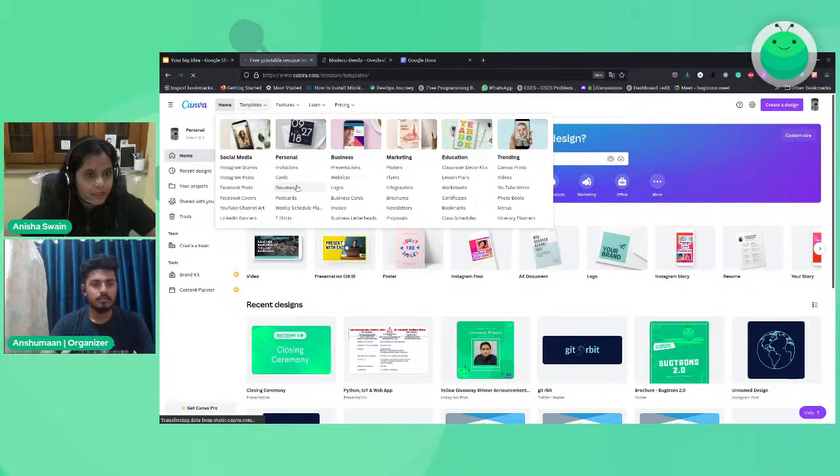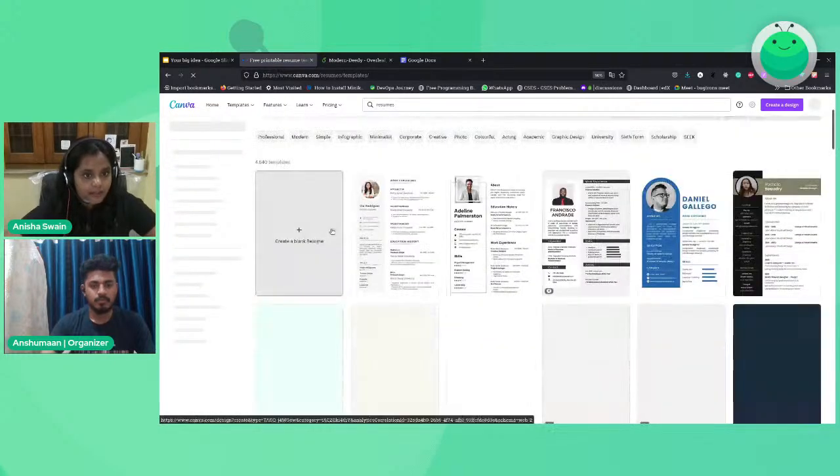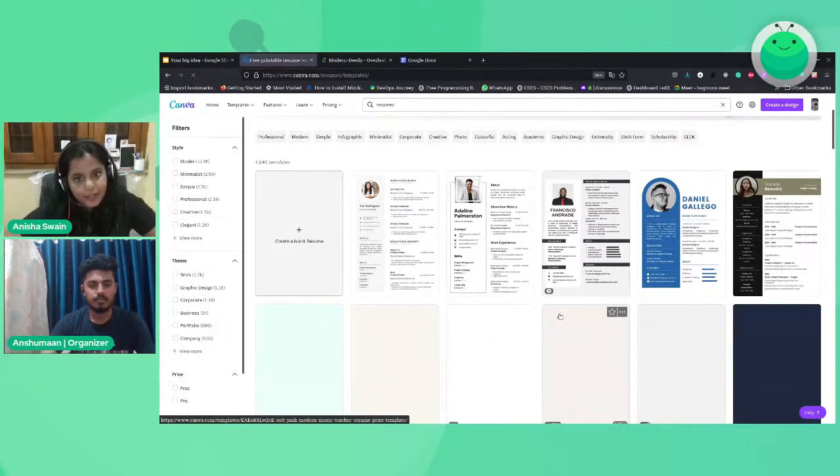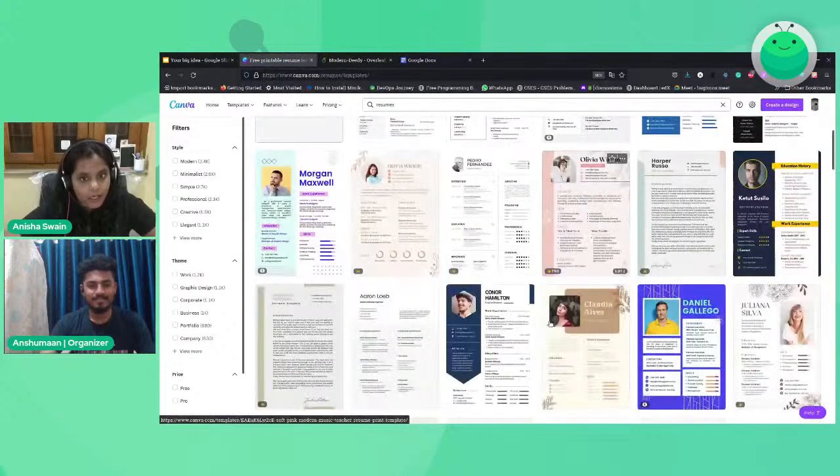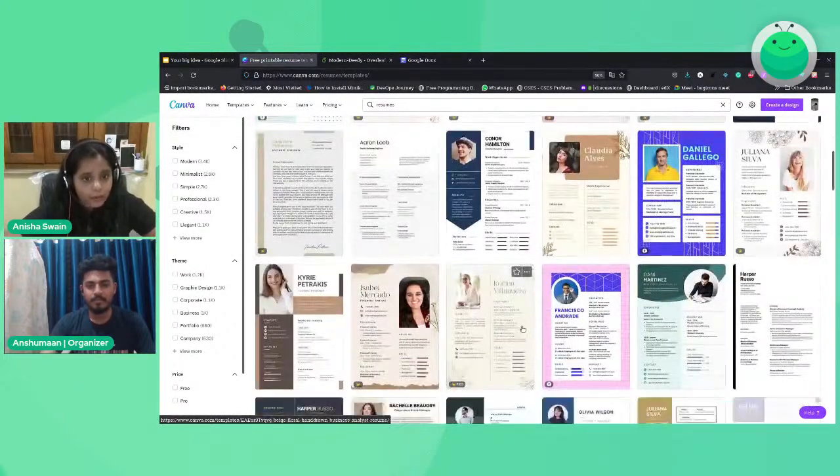Yes, there will be some fancy resume templates in there as well. You can use these as well. But yeah, I would recommend definitely try Overleaf once.